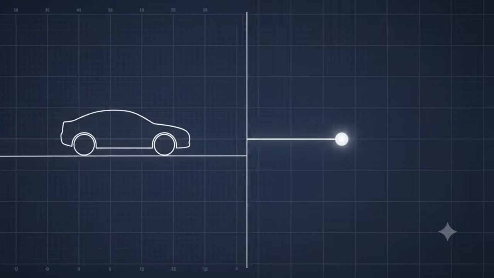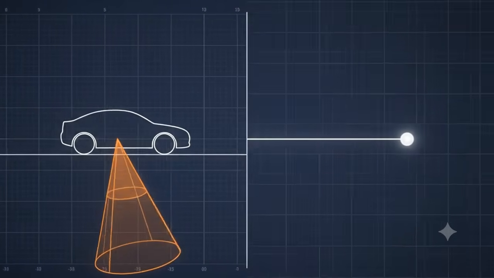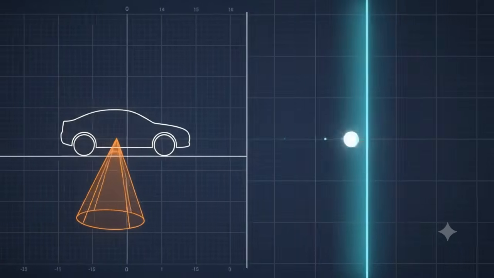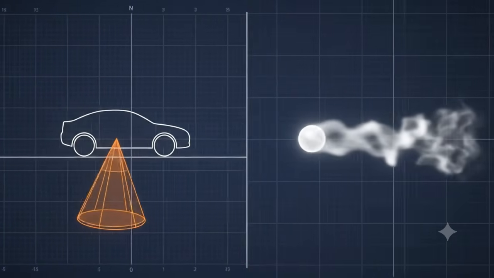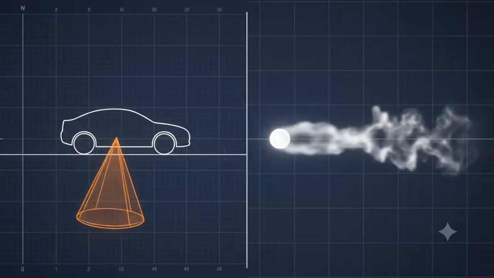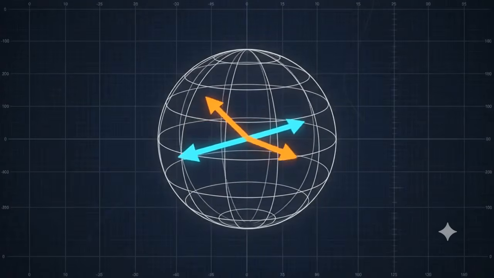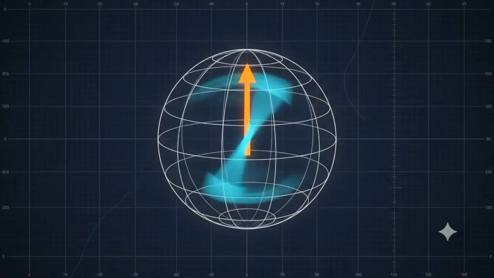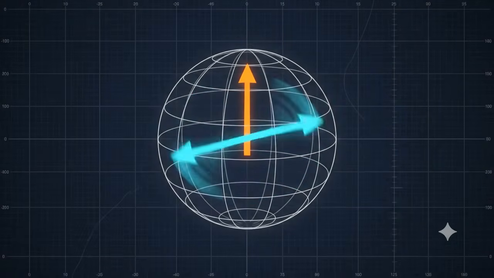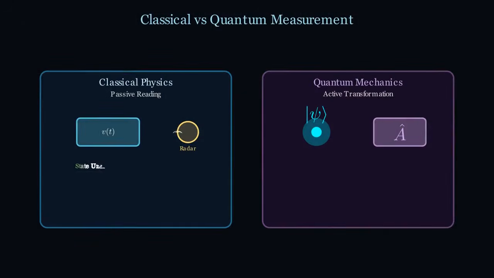If you point a radar gun at a moving car, the car does not change speed because you looked at it. But in the quantum world, measuring an electron's position leaves its velocity completely undefined. This is not a technological limit, but a fundamental law of geometry. In classical physics, properties are numbers we simply read. In quantum mechanics, they are geometric operations, forcing a fluid quantum state to make a choice.